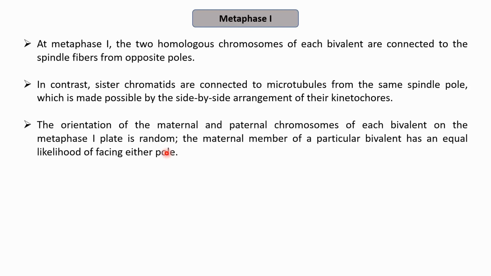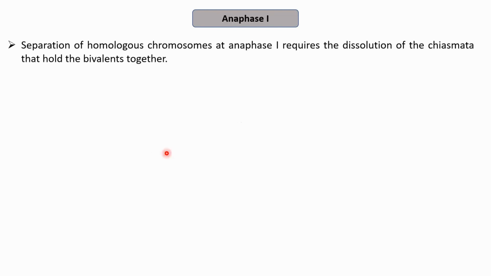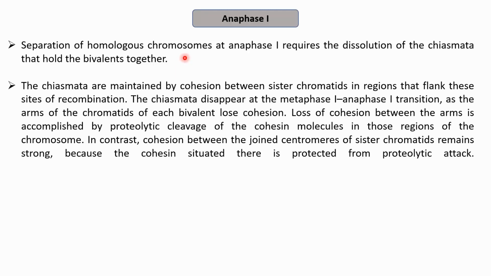After the chromosomes are arranged in such a manner that the homologous chromosomes can be separated, just like the anaphase stage of mitosis, we have the anaphase 1 stage, where the separation of the homologous chromosomes takes place. But this separation requires the dissolution of the chiasmata that hold the bivalents together. So during this stage, the chiasmata dissolve and the homologous chromosomes separate.